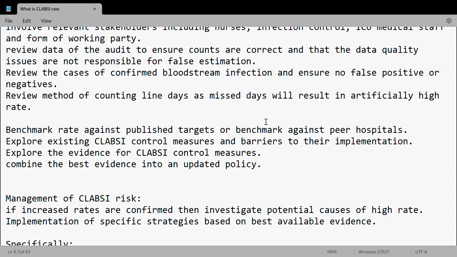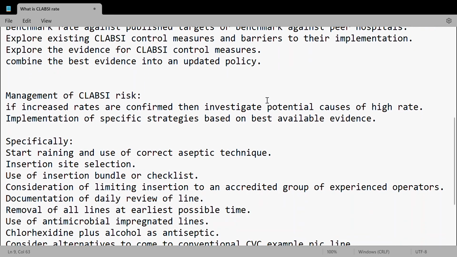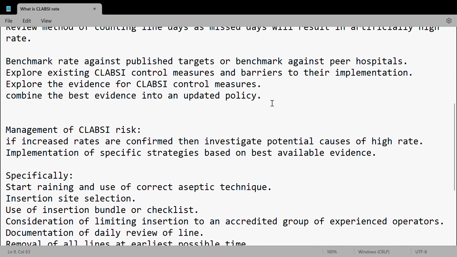So the next question is, how do you manage the CLABSI risk? So if increased rates are confirmed, then investigate potential causes of the high rate. Why is it occurring? Implementation of specific strategies based on best available evidence.